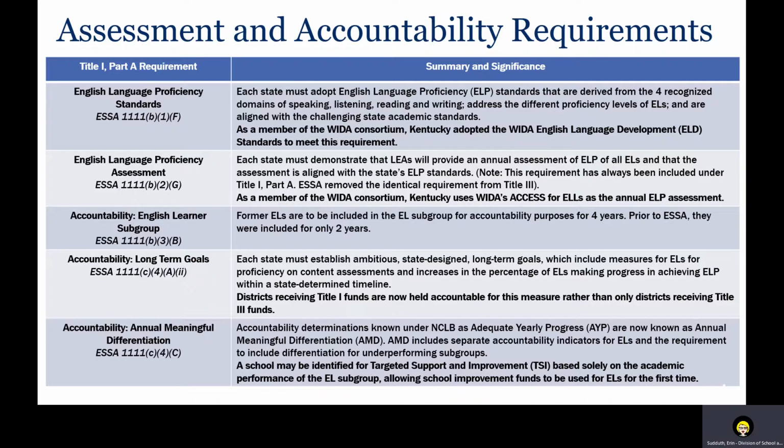A school may be identified for Targeted Support and Improvement, or TSI, based solely on the academic performance of the EL subgroup, allowing school improvement funds to be used for ELs for the first time. Since all districts receive Title I Part A funds, all districts must meet these requirements. In the case of districts with no EL students currently enrolled, you must still be familiar with these requirements and be prepared to meet them should an EL student enroll.